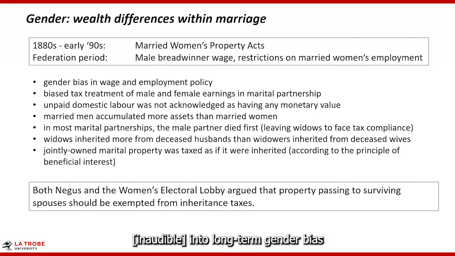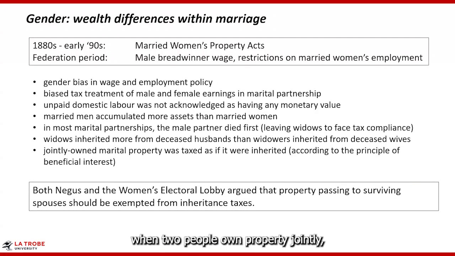Women earn less than men owing to long-term gender bias in wage and employment policy. This dated back at least as far as the institution of the basic regular wage in the Federation period, and it was exacerbated by the public service marriage bar, under which married women were not permitted to work in public service, and this applied at both federal and state levels. A working wife was usually classed as a secondary earner and taxed at a higher rate than single women.